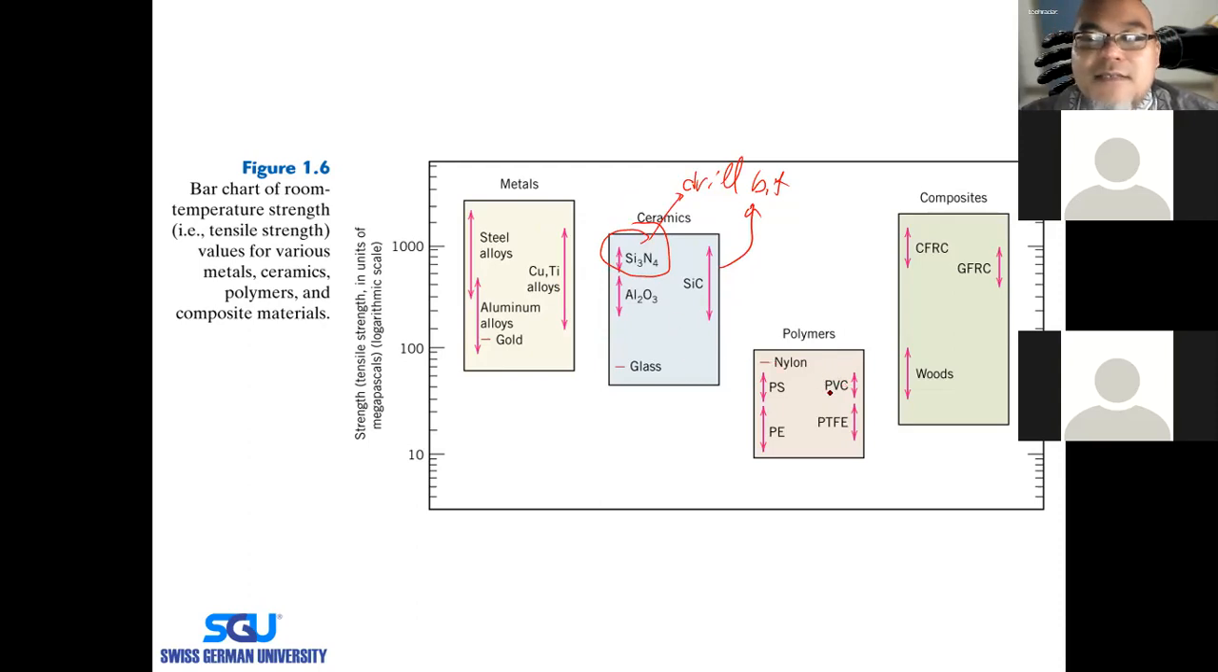Then polymers usually have lower strength. That's why they are easily bendable. They are easily crackable, like plastics. Then composites have a wide variation of strength depending on the materials that make the composite. Okay.